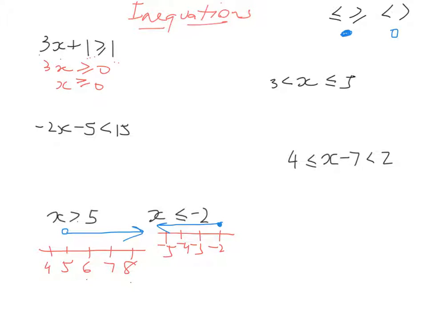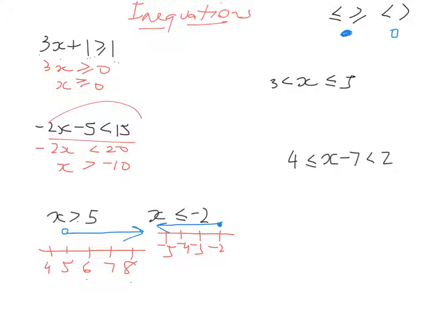Very similar here for the next one. We're saying negative 2 times some number minus 5 is less than 15. So we have to add 5 to both sides. So we've got negative 2x to cancel that becomes less than 20. Now, because we're going to divide by a negative number, we divide both sides by negative 2. This becomes x, and we flip our sign, greater than negative 10. So what we're saying here is x has got to be bigger than negative 10.